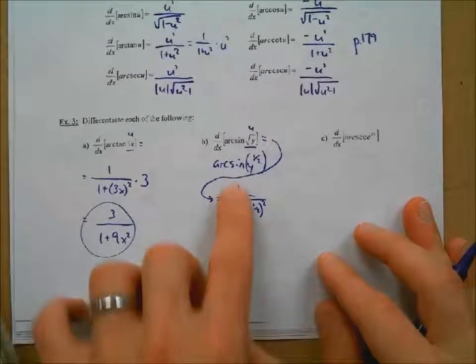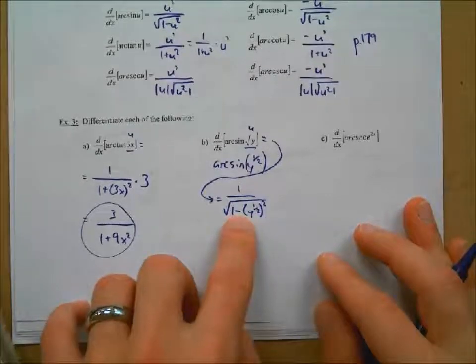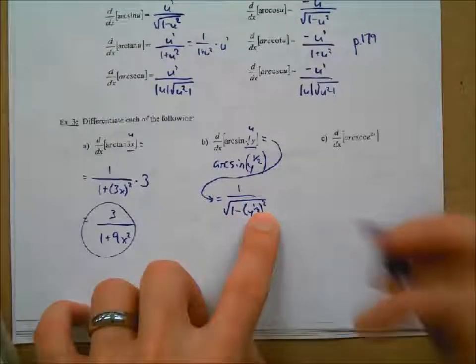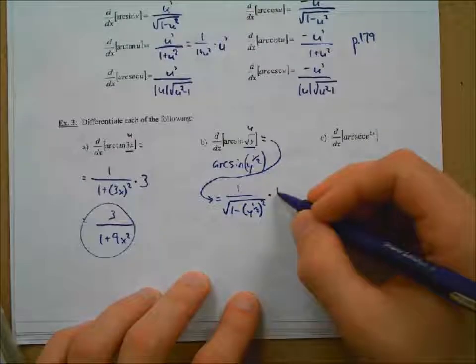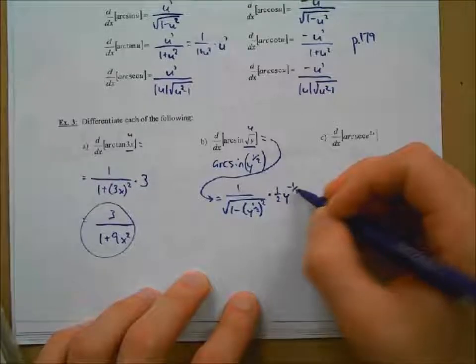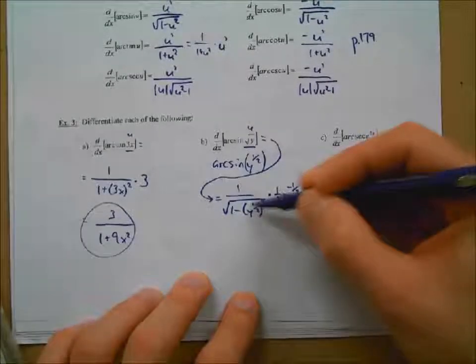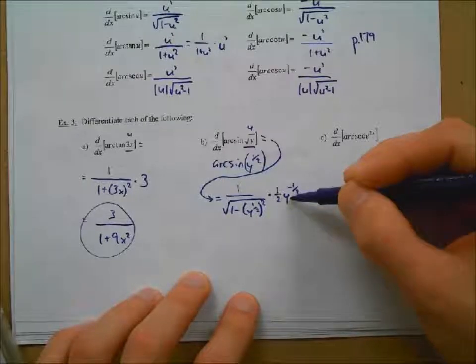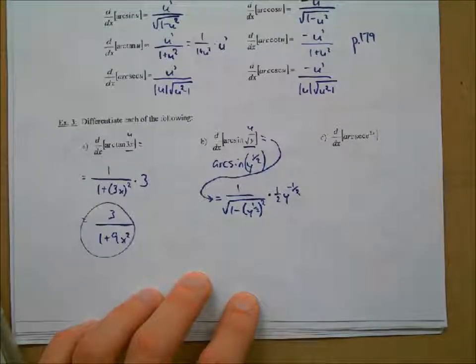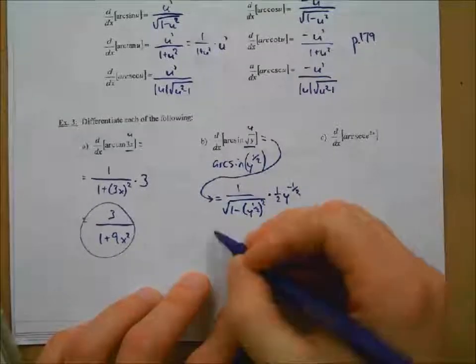1 over the square root of 1 minus our u, y to the 1/2 squared, times 1/2 y to the negative 1/2, right? The derivative of y to the 1/2. There's our u prime right there. So the derivative of y to the 1/2 is 1/2 y to the negative 1/2. We could stop there. We've taken the derivative, but we can also simplify, right? So maybe we should do that.